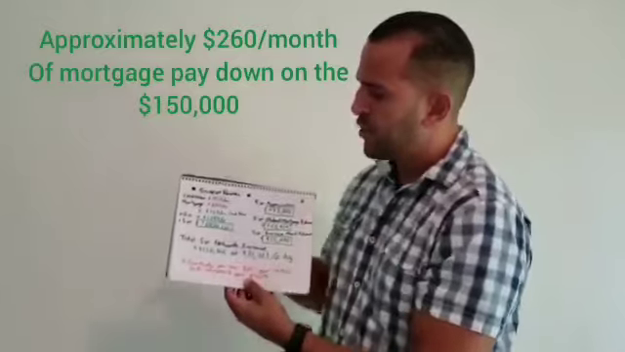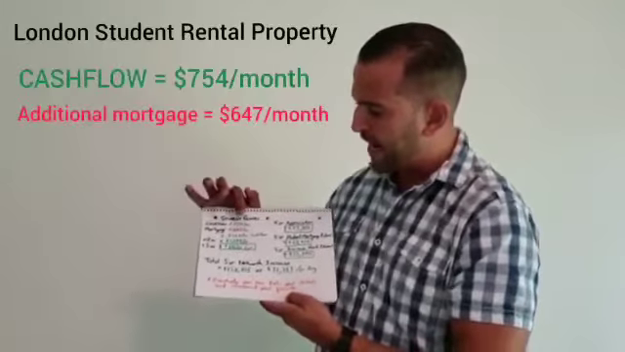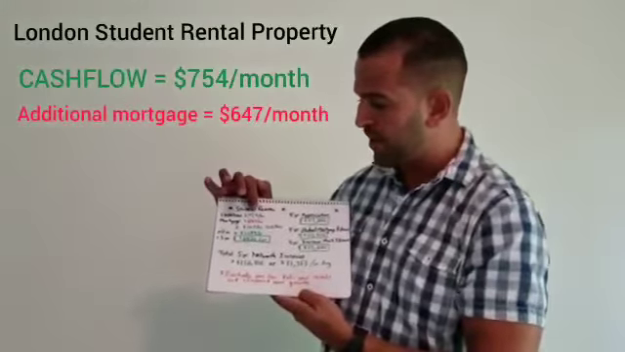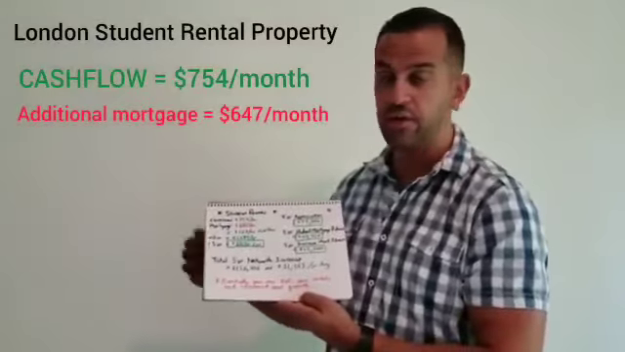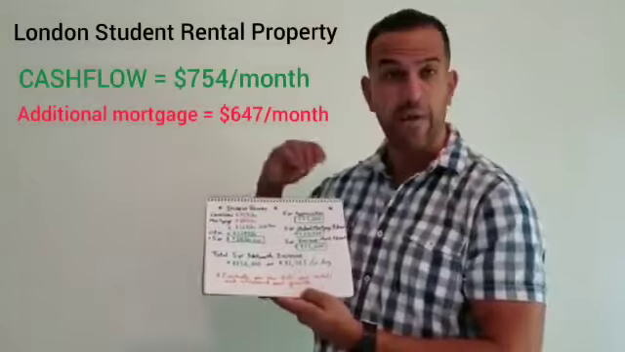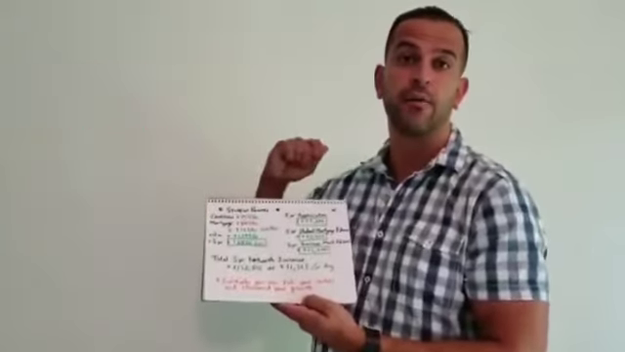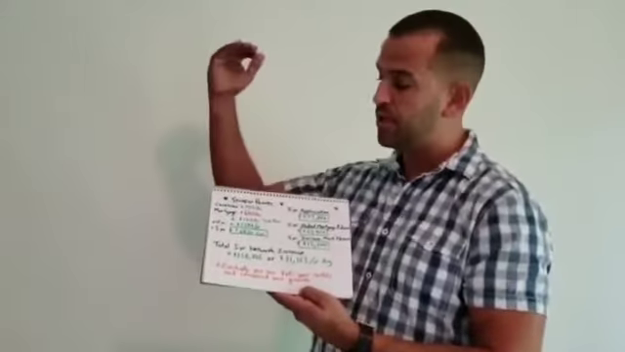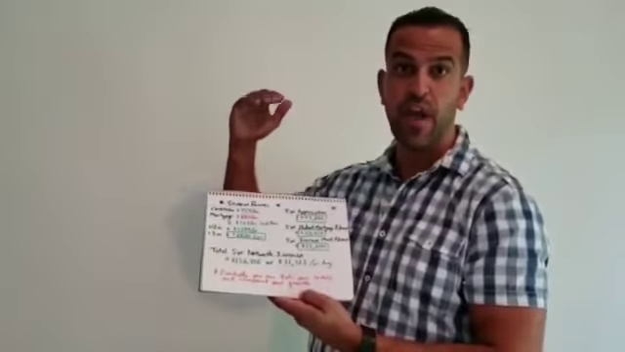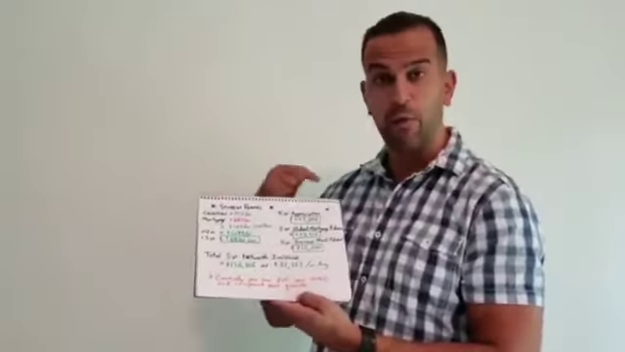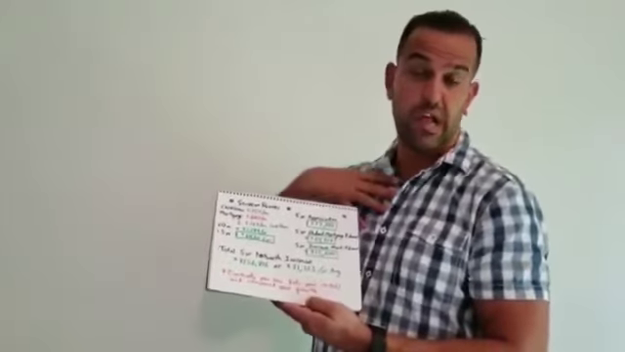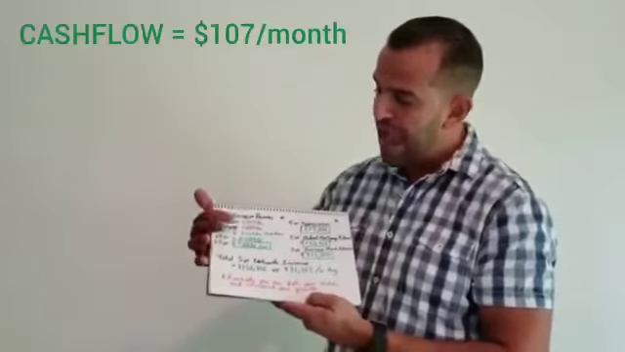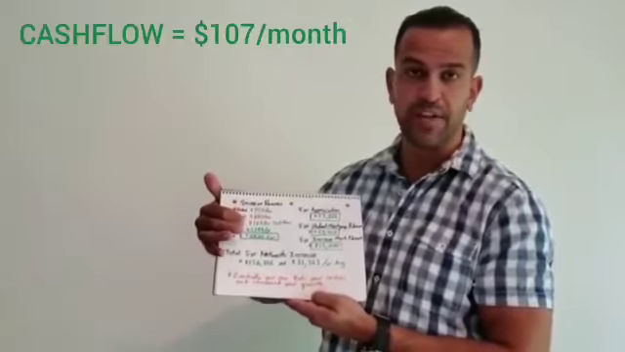Okay, so again, showing the student rental property, the cash flow is $754 a month. Your additional mortgage is $647. And I take that out because now I want my student rental to pay me back, right? I'm living at home, my mortgage is up an extra $650 a month. I expect my student rental to pay that for me. So my student rental is going to pay back that additional mortgage that I've just taken on because I don't want to pay for it. And now it creates $107 a month in cash flow.